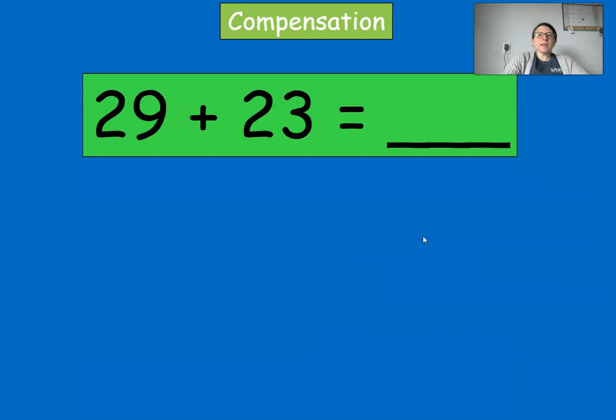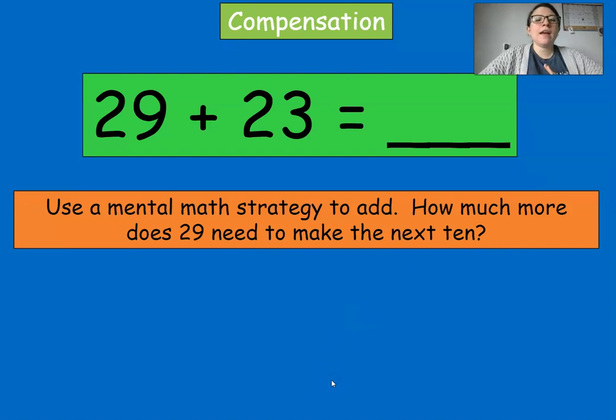We'll see. 29 plus 23. This one's a little bit different. Which number is closer to its next 10? 29 or 23? 29. Good. How many more do we need to get from 29 to its next 10? Just 1. Good. We're getting to 30. So 29 plus 1 gives us 30.